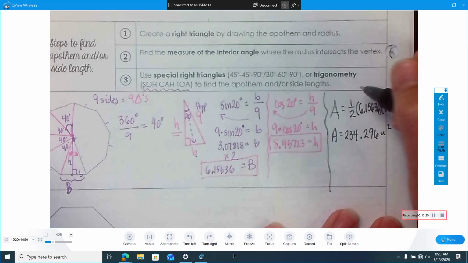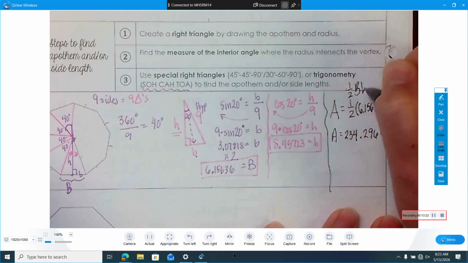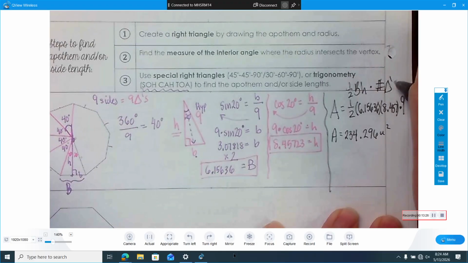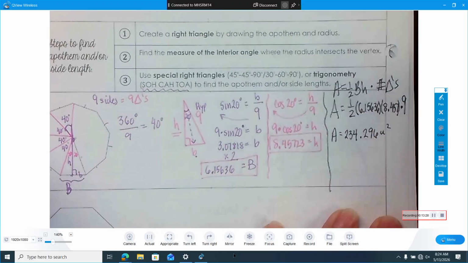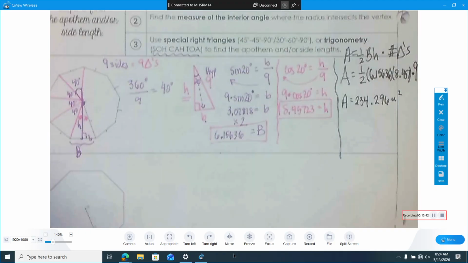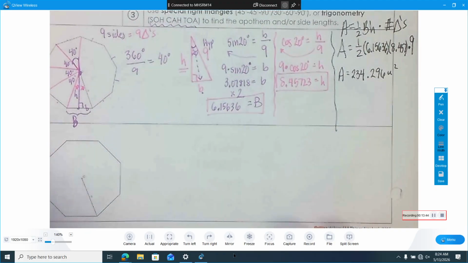All right, so 1/2 big base times height times the number of triangles is a basic formula there. Area of a triangle times the number of triangles. Okay, you have questions for me right now? Okay, let's try a couple more. Let's look at number 5.